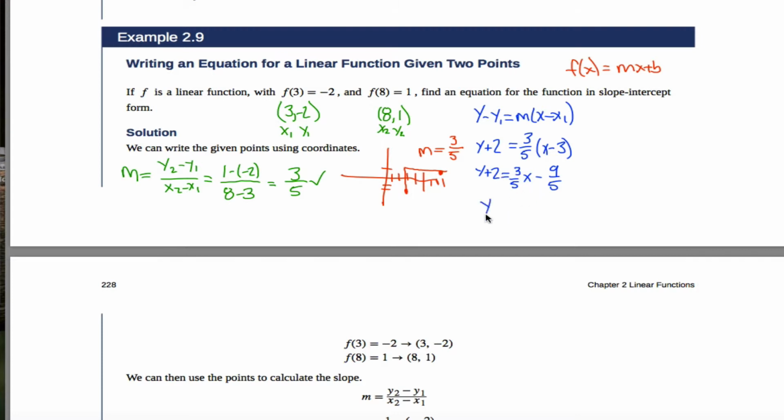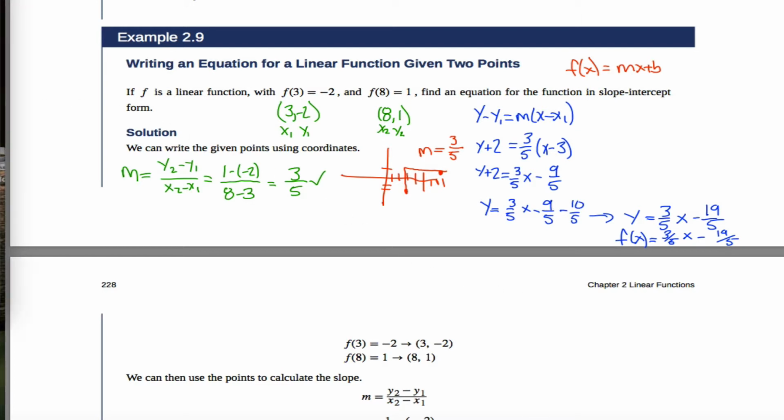Then if I subtract 2 from both sides of the equation, I have to figure out what's negative 9/5 minus 2. I'm going to do this in 2 steps. I want to subtract 2 here, but instead of saying minus 2, I'm going to say minus 10/5. I'm going to get a common denominator because when I'm subtracting fractions, I need a common denominator. So now if I combine like terms, I got y equals 3/5 x minus 19/5. And really it said to write it as a function, so I should say f of x equals 3/5 x minus 19/5.